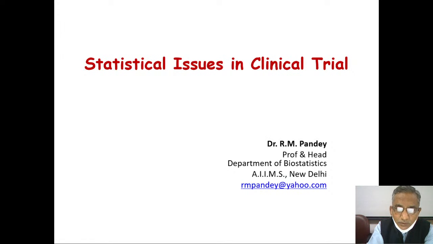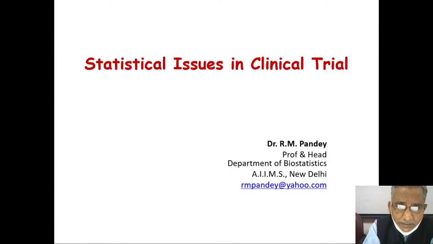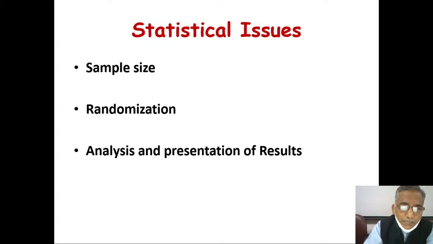Whatever vaccines, whatever drugs, whatever diagnostic methods, all of them are there because they have all undergone clinical trial. Clinical trials have different phases. You all have been told about it: phase 1, phase 2, phase 3, phase 4. So in phase 3 and phase 4, even in phase 2, what are the statistical issues involved? That is the topic of discussion today.